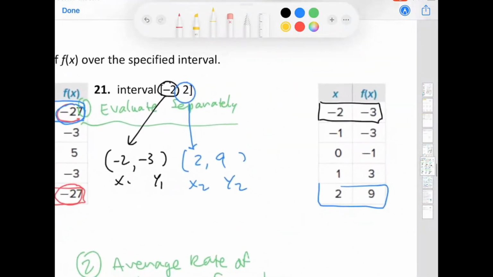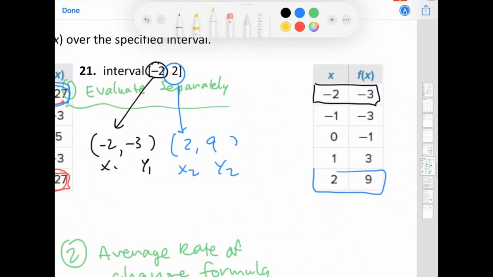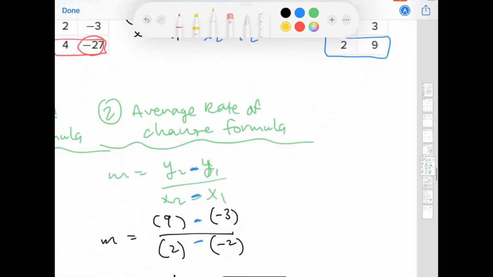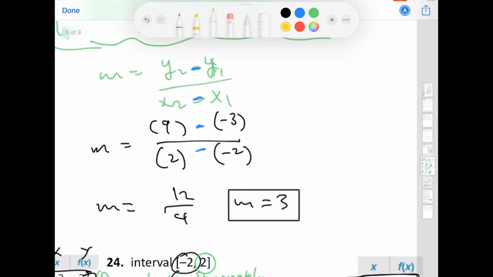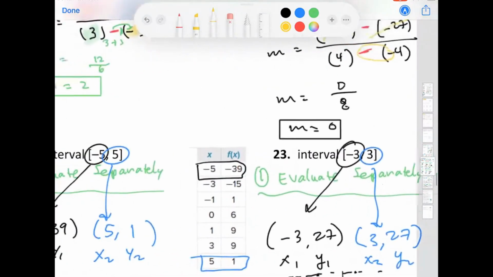And then a little more quickly, number 21, left side of the interval, negative 2 in black here, becomes the x1 of my order pair. And you look on your chart, that's negative 3. And then the right side of the interval is 2 in blue. Look on the chart, you get 9, so that's my 2 order pairs. Always write down the formula, substitute it in, simplify, and you'll get a slope of 3.